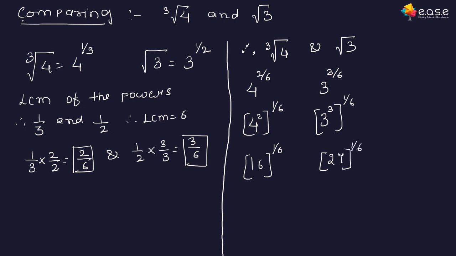Since the powers are the same, we can compare the bases. So basically this is smaller and this is greater. What is this ultimately? The third root of 4 is less than root 3, and this is your final answer. This is how you compare. Are you getting it? All right.